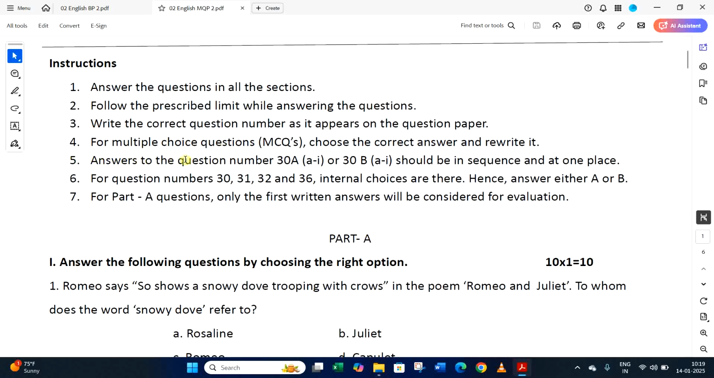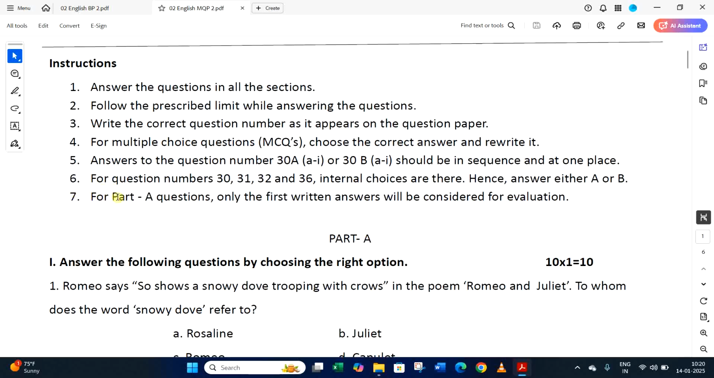Instruction number 5, the answers to question number 30A and 30B should be in a sequence and at one place. It should not be scattered or written wherever you want. It should be at one place and in sequence. Instruction number 6, for question numbers 30, 31, 32 and 36, we have internal choices and hence we have to answer either A or B. We have personal choice, my dear students.